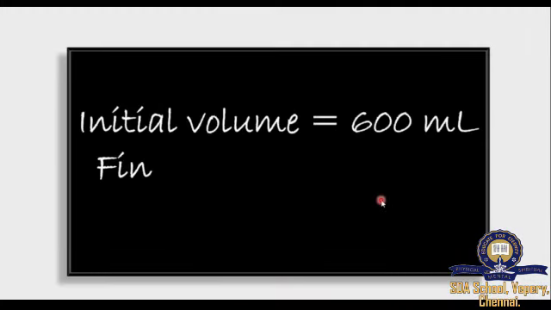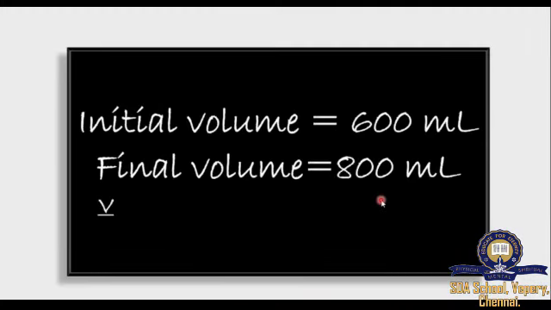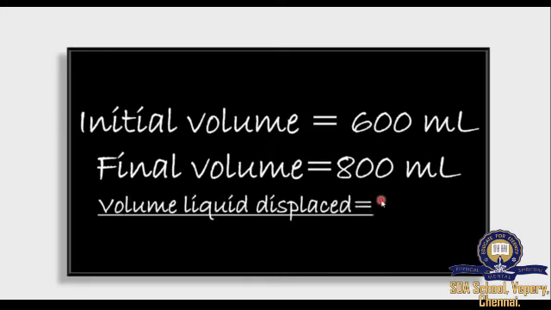So what is the initial volume? It's 600 milliliter. What is the final volume? It's 800 milliliter. And the volume of liquid displaced is 200 milliliter. Normally what I have done is 800 milliliter minus 600 milliliter. I have got 200 milliliter. And this is the volume of the stone itself.